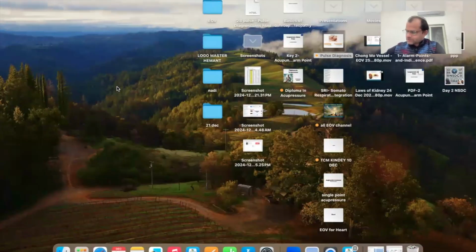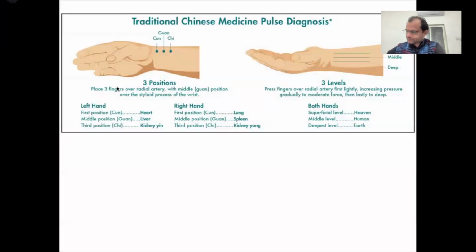So now we can see in this image here. The first position is called Chun, then the Guan, then the Chi. 1, 2, and 3. So we will be keeping the hand in this way. हम इस तरह से अपने हाथों को रखते हैं on the radial artery. So this is called radial pulse.